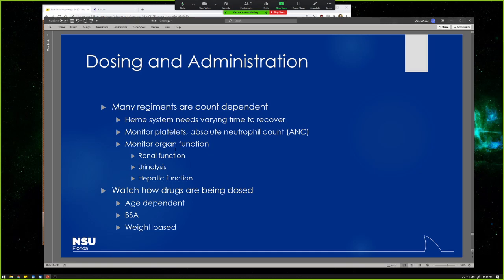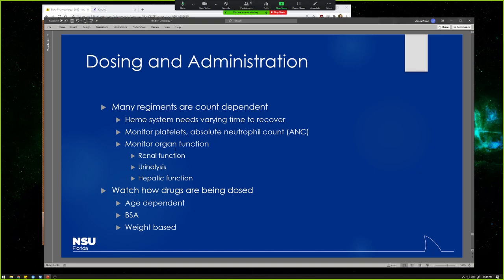You got to be looking at your platelet count. You're looking at your absolute neutrophil count. Remember how you get absolute neutrophil count if you don't have it reported on the lab report. You can just take the percentage that's on that diff and then multiply it by the total white blood cell count. That'll give you basically your absolute neutrophil count. Other things too, renal function, look at things like your urinalysis, hepatic function. Some of these may be more specific depending on the drug you're talking about. So things like, for instance, cyclophosphamide, and looking at the urinalysis for hemorrhagic cystitis, right, as an example.